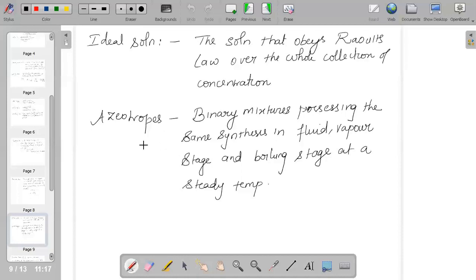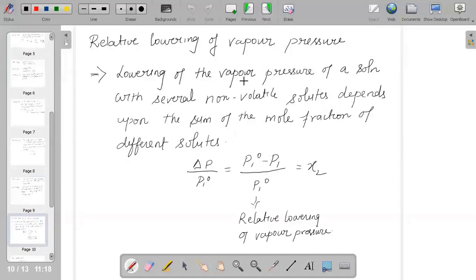And azeotropes are categorized into two types, that is minimum boiling azeotropes and maximum boiling azeotropes. When we say minimum boiling, that means this solution will show positive deviation from Raoult's law. And if we say maximum boiling, the solution will show negative deviation from Raoult's law. That is the categorization of azeotropes, maximum boiling azeotropes and minimum boiling azeotropes.